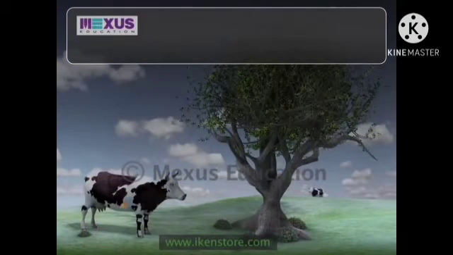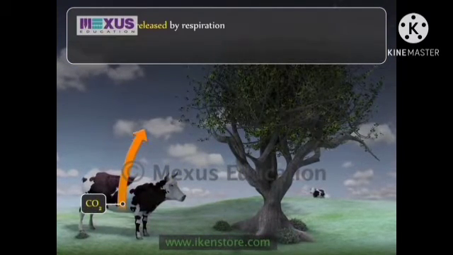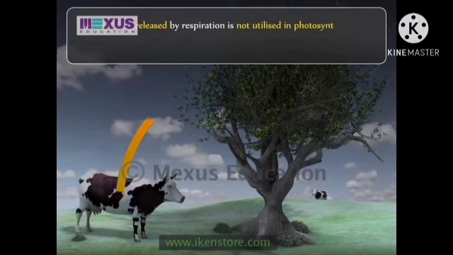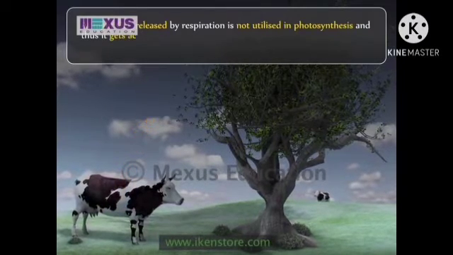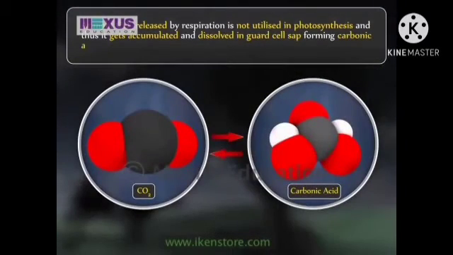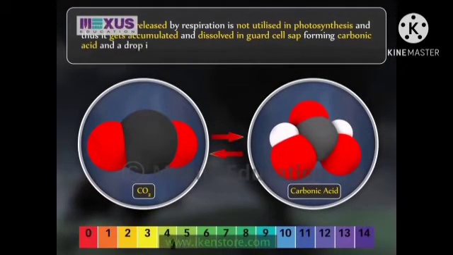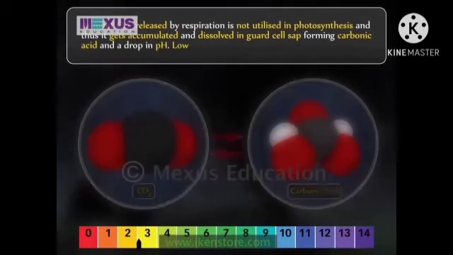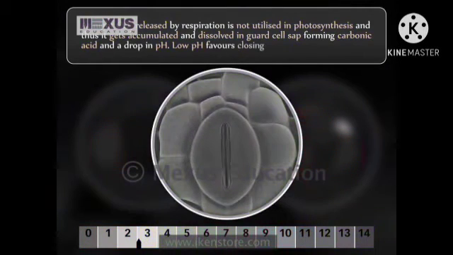At night, CO2 released by respiration is not utilized in photosynthesis and thus gets accumulated and dissolved in the guard cell sap, forming carbonic acid, resulting in a drop in the pH. Low pH favors closing of the stomata.